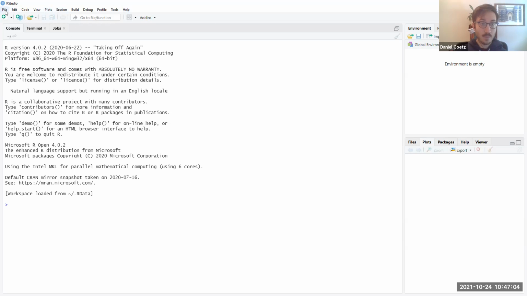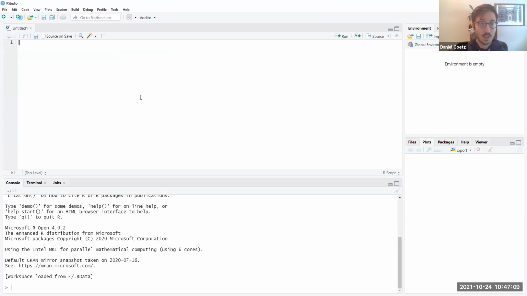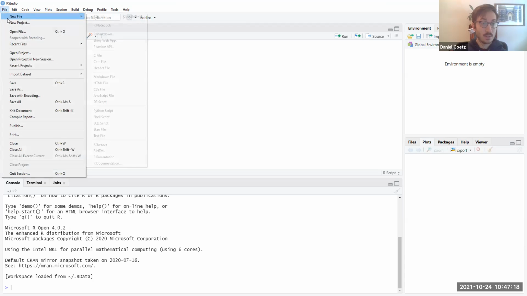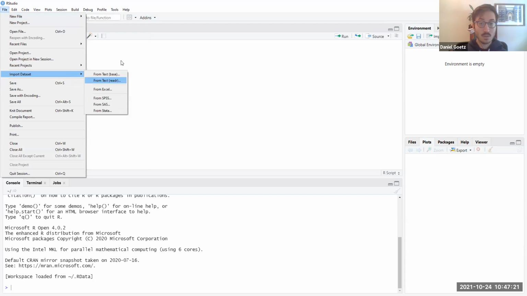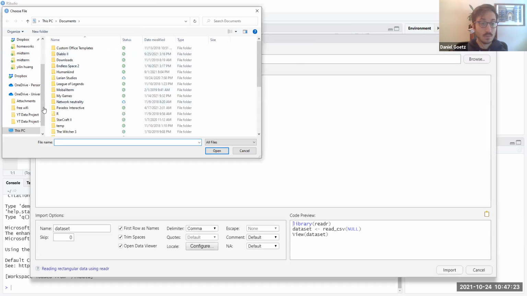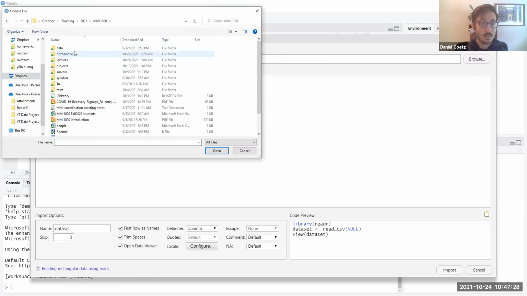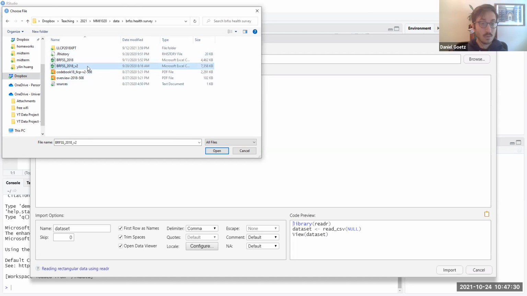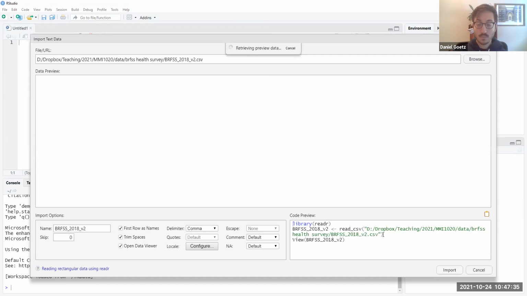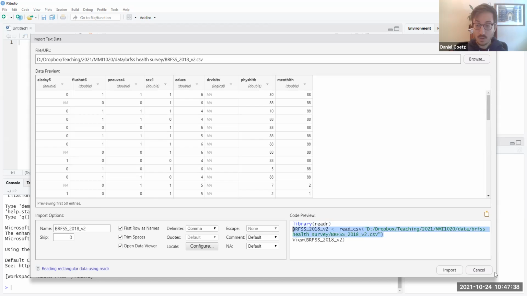So let's grab our data set, which in this case is going to be the BRFSS, the Behavioral Risk Factor Surveillance Survey that we used in the first few lectures. So we kind of find wherever that is, and grab it. So I'm just going to use this code here.